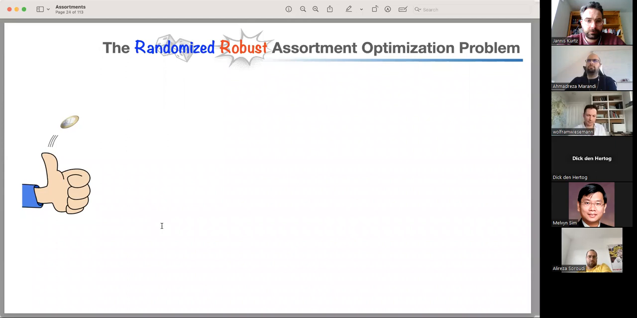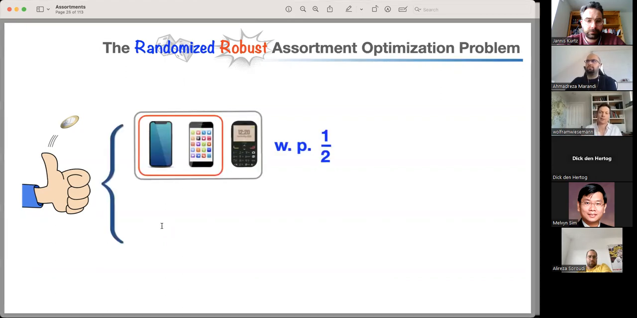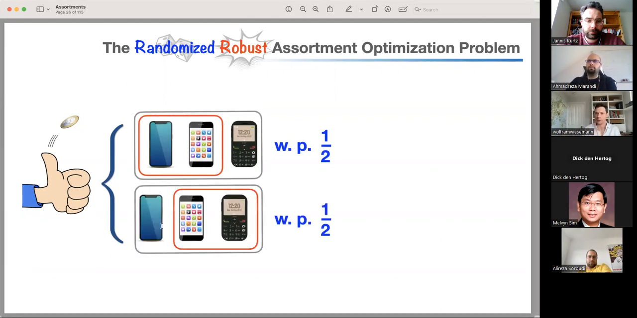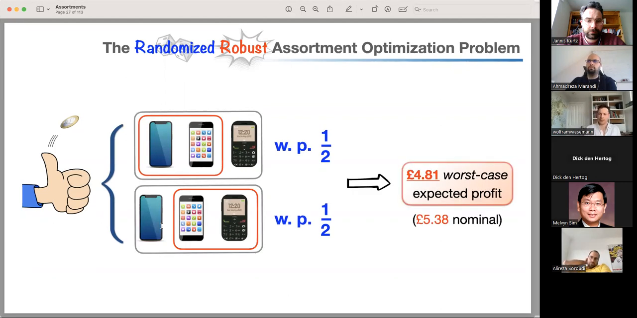And here's my proposal. Imagine a customer comes to our store. At that moment, we randomly flip a coin. If the coin shows head, we show the customer the robust optimal assortment. And if the coin shows tail, we quickly change our assortment to the nominally optimal assortment. It turns out if we do so, we end up with higher worst case expected profits of £4.81.